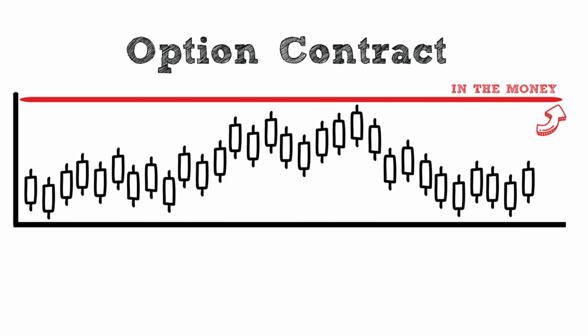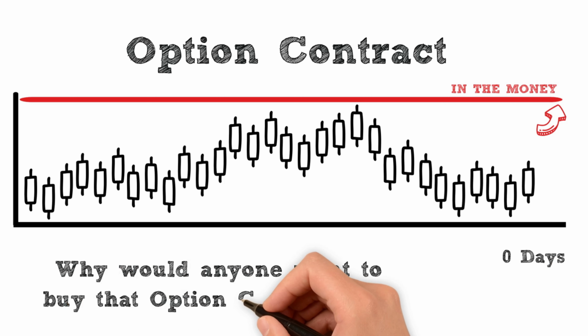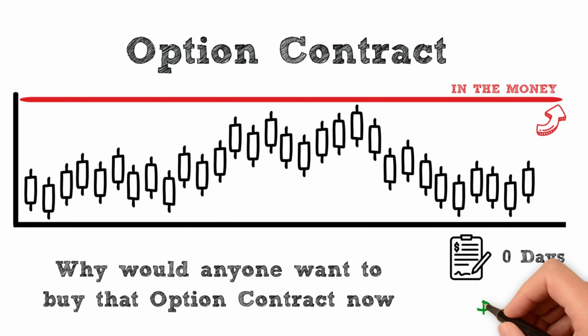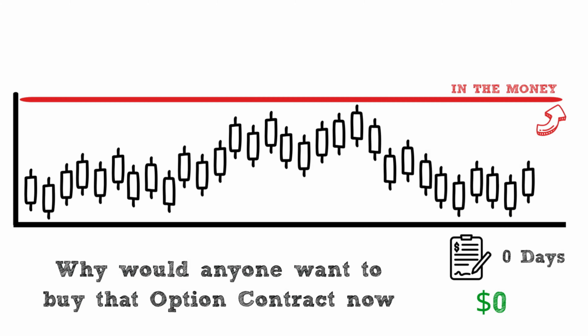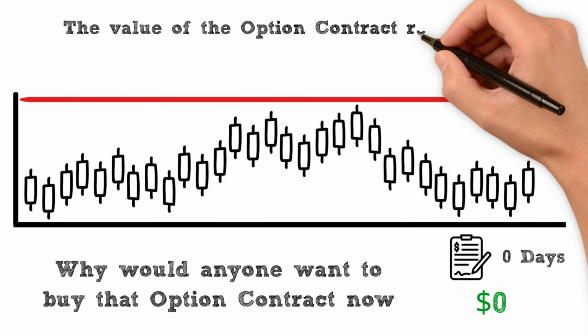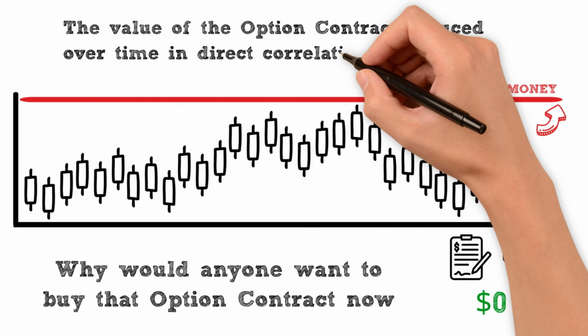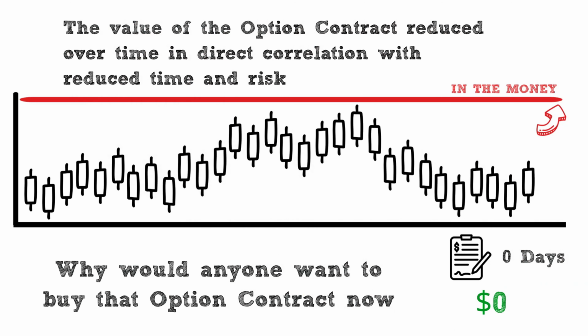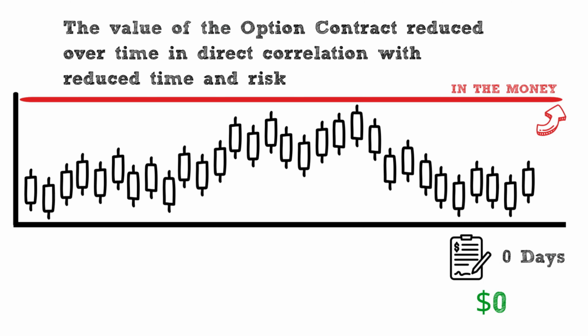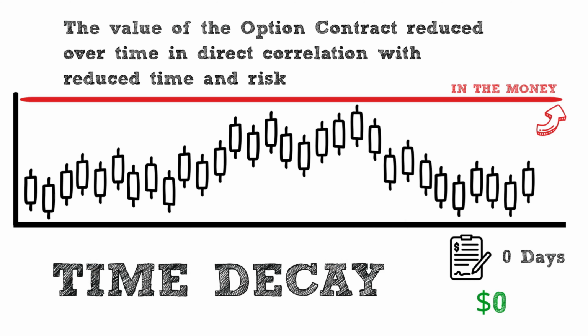The contract expires and the stock price has stayed out of the money. There are exactly 0 days remaining on the contract. That's 0 opportunities for a close in the money. So why would anyone want to buy that option contract now? It's worth $0. You observed how the value of the option contract reduced over time in direct correlation with reduced time and risk. The value of the contract can only decrease over time due to this specific factor of time decay. It can never increase.